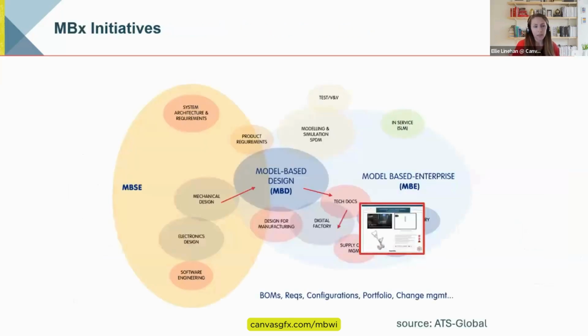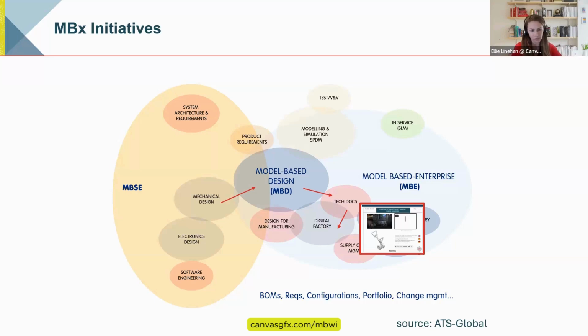But back to the MBX theme, MBX initiative. So this graphic comes from ATS Global, and where does model-based work instructions fall within all of this? Well, if we look, MBSE, first of all, is model-based systems engineering. And then we have model-based design, which overlaps with both MBSE and MBE, which is model-based enterprise. So following the red arrows here, we have mechanical design, which falls under MBSE.